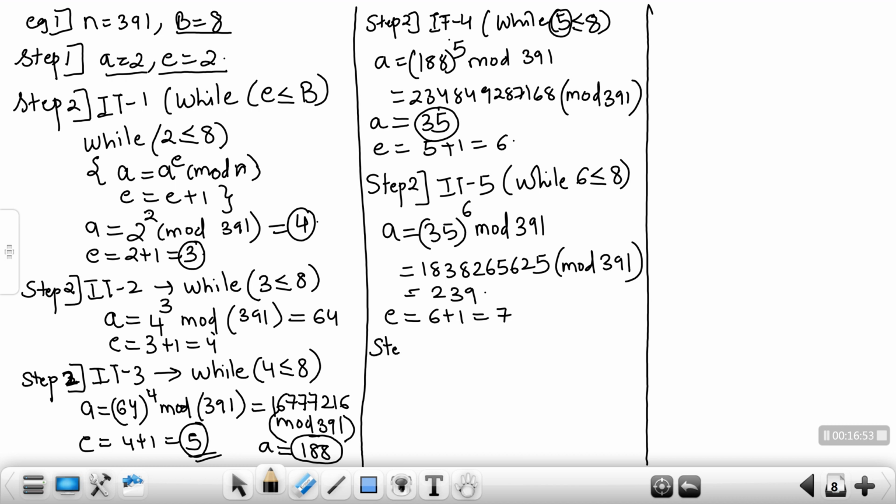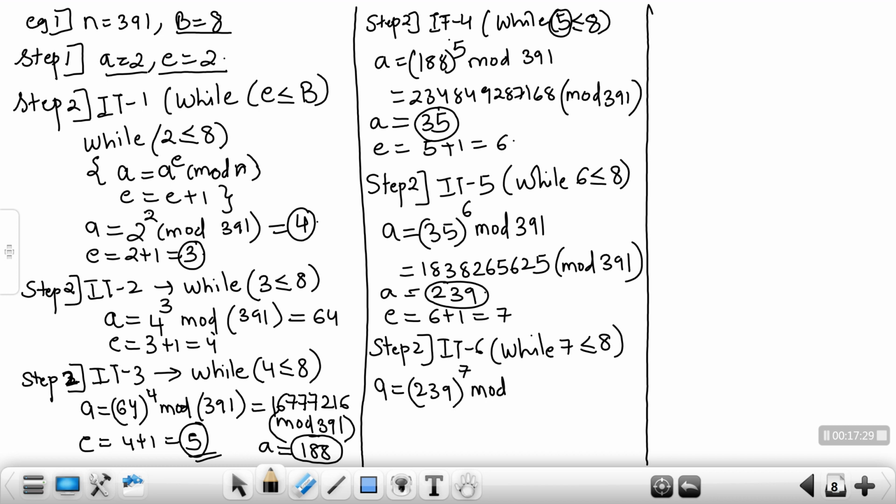So now I again do step number 2. I do my iteration 6 now. So my iteration 6 will be for while my new value of E is 7. 7 less than or equal to 8? Yes, 7 is definitely less than or equal to 8. I need to calculate the value of A, where A is nothing but my A raised to E. My new value of A is 239. So 239 the whole raised to E. What is the value of E now? The value of E is 7.